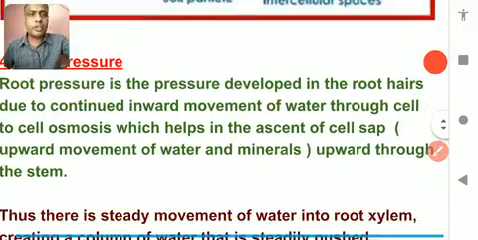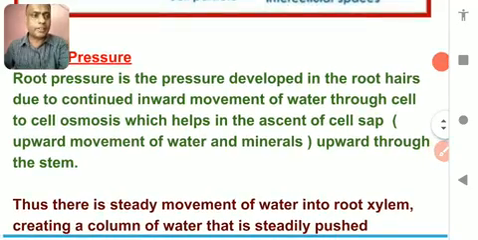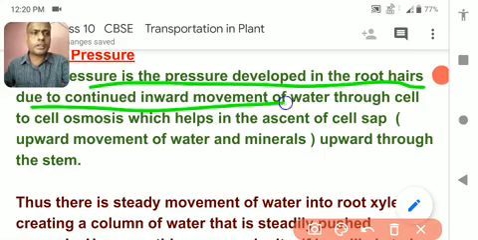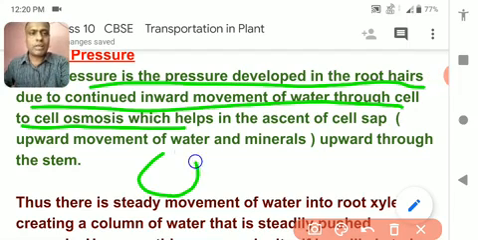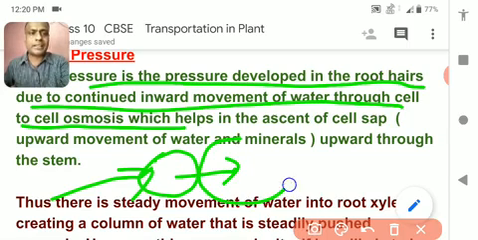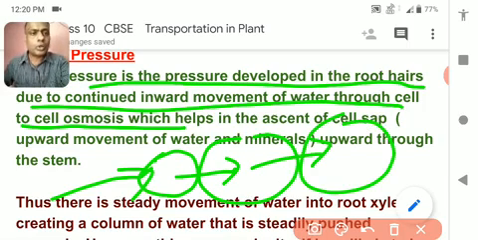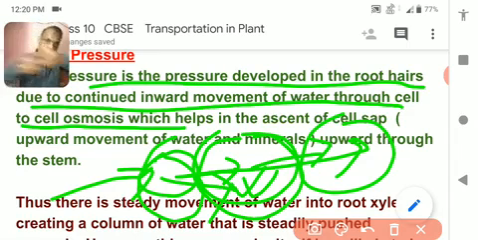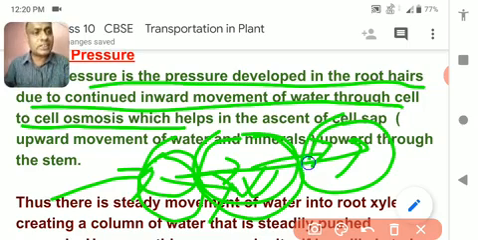Let's study. Root pressure is the pressure developed in the root hair due to continued inward movement of the water through cell to cell osmosis. One cell is getting the water from somewhere, and this cell gives it to another cell, and this cell again gives it to another cell. As the water is moving outward, this cell again creates a pressure to get water from outside. So the pressure exerted on each and every cell to pull the water from another cell.